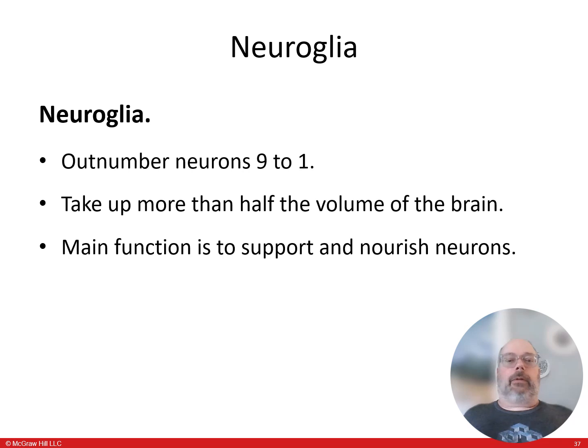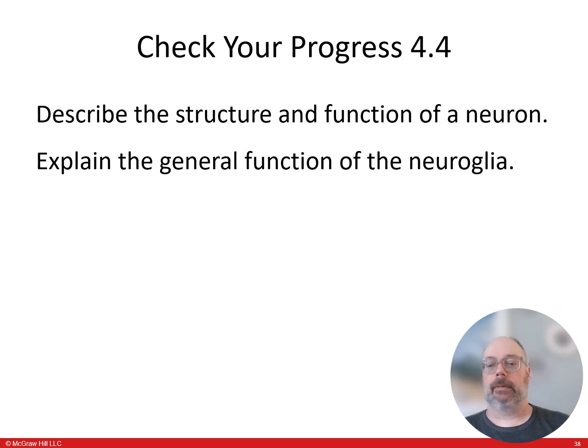All right, neuroglia outnumber neurons 9 to 1, take up more than half the volume in the brain, and they got the best job ever. They're just to support and nourish the neurons, so they're like a big couch with food on them. All right, so you can pause and do this, or you can move on with the audio.